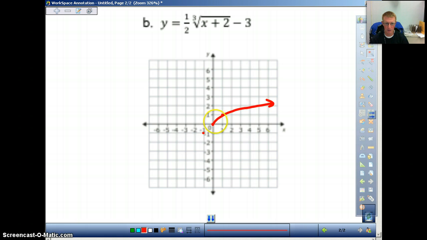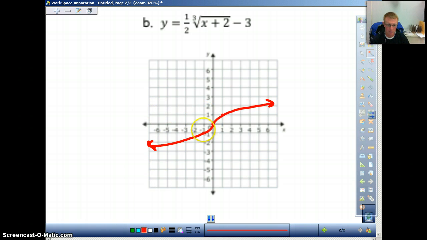We're going to do the best that we can here. So something like that, so there's our parent graph. Now what we're going to do is, again, think about where our points are. We always start our points at (1, 1), (0, 0), and (-1, -1), because those are easy points. We all know what the third root of those values are.